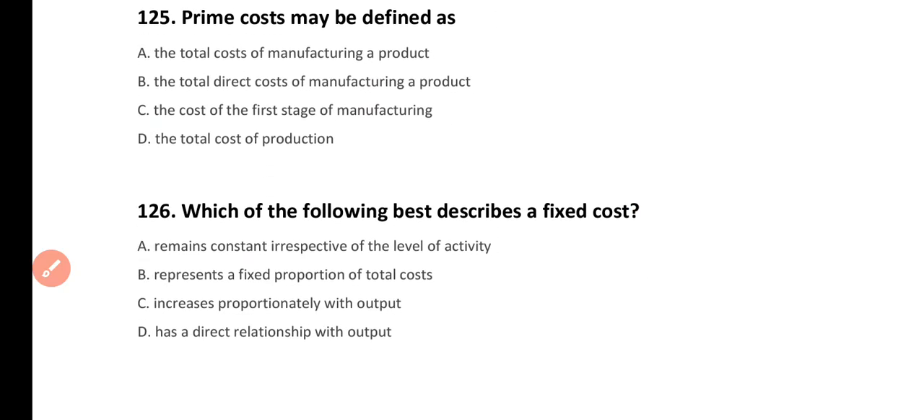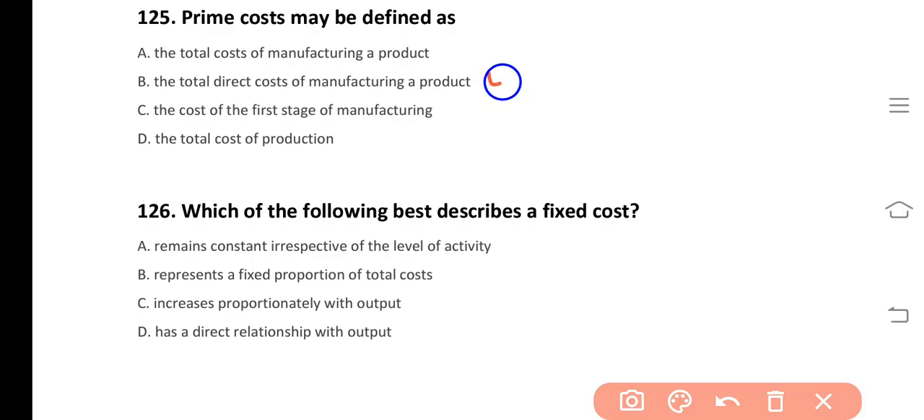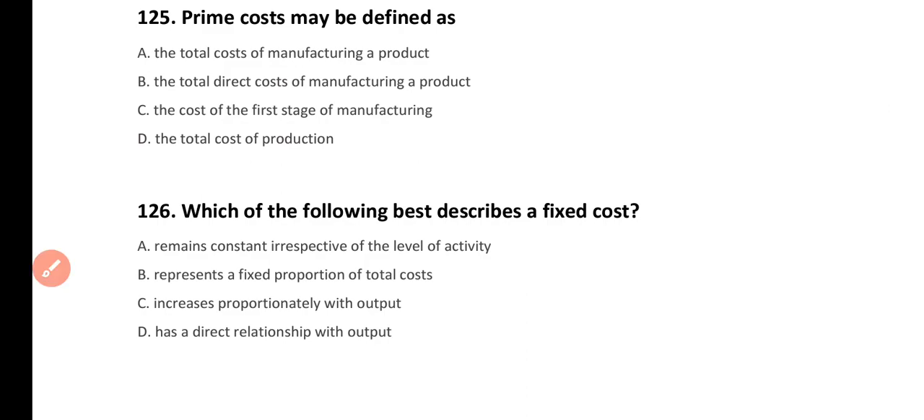MCQs 125. Prime cost may be defined as the total cost of manufacturing a product, the total direct cost of manufacturing a product, the cost of first stage of manufacturing, the total cost of production. So option B is correct option. Total direct cost of manufacturing a product means prime cost is equal to direct labor cost plus direct material cost.